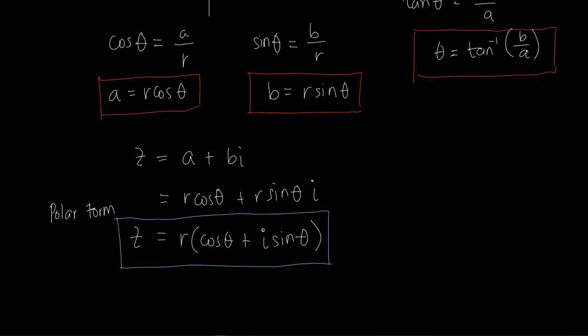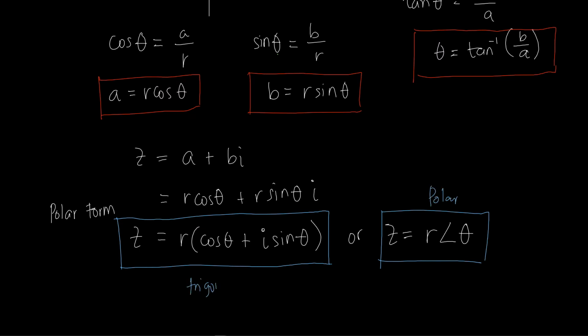Because when we say polar, it should be in terms of angle. But there is another way to write this one, and that is R angle theta. So for me, this one I call polar, and this one I call trigonometric. But these are both polar forms. The two are polar forms, so they are equivalent.